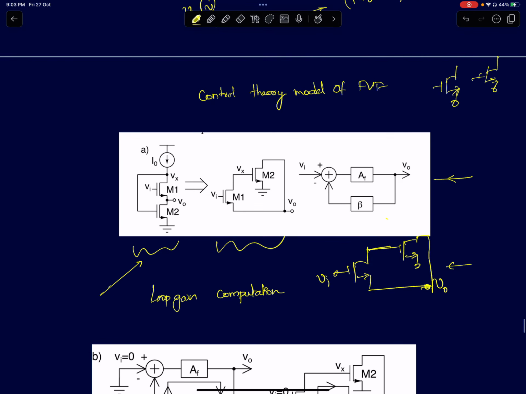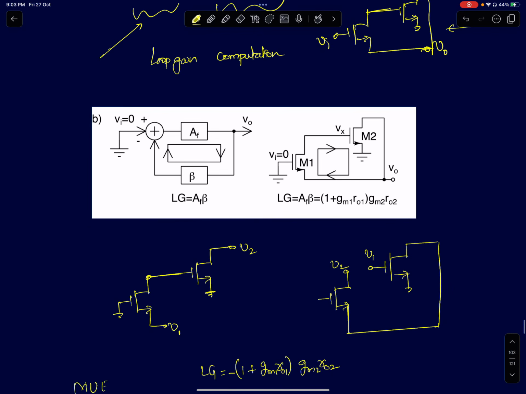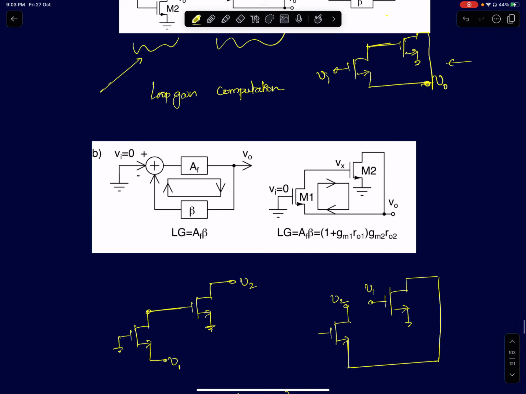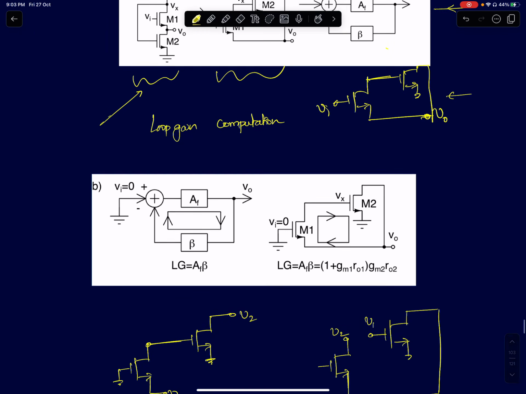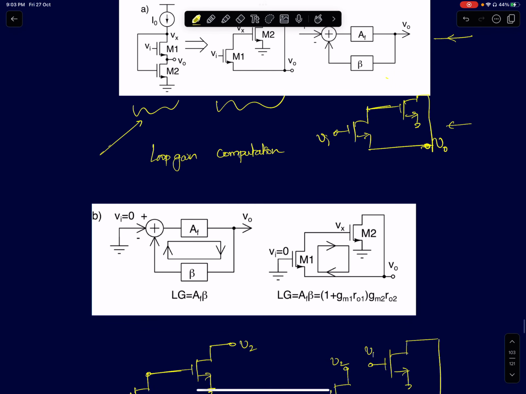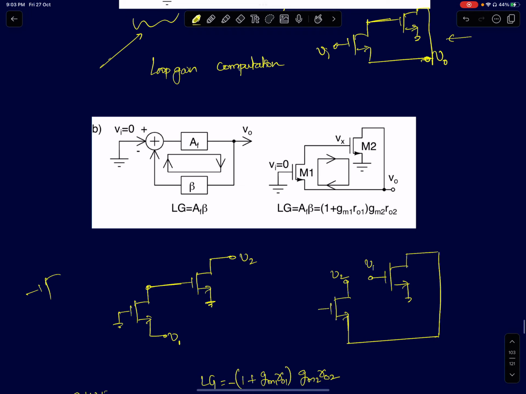Okay, so to compute the loop gain, we need to break the loop at some point. Then we apply a test voltage and return back to the same point and see what is the gain of the circuit. So if you see, there are two main nodes in the circuit. I'll just show the circuit here. So there are two main nodes.